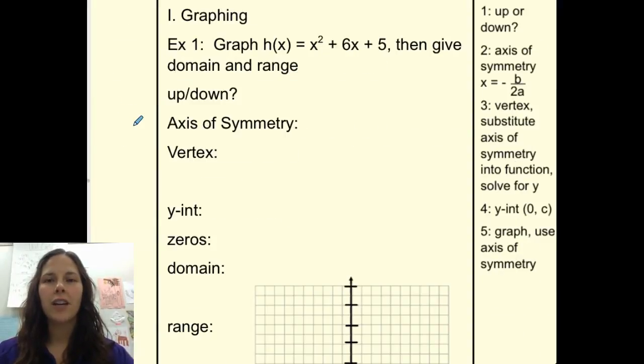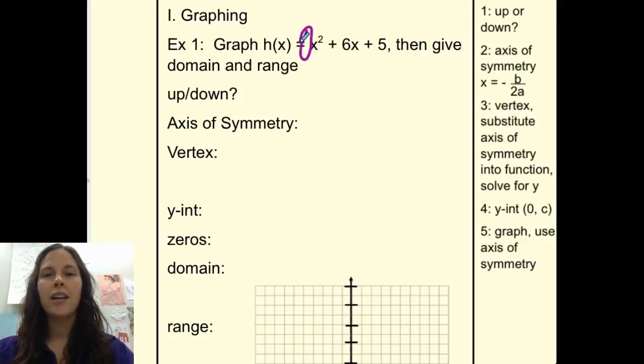Starting off by graphing. Standard form does not give us any information about how to put this equation onto a graph, so we have to use this form to find the information we need. We can tell from the leading coefficient, the a value. If it's positive, it will open up, as it does in our case. If it's negative, it will open down.